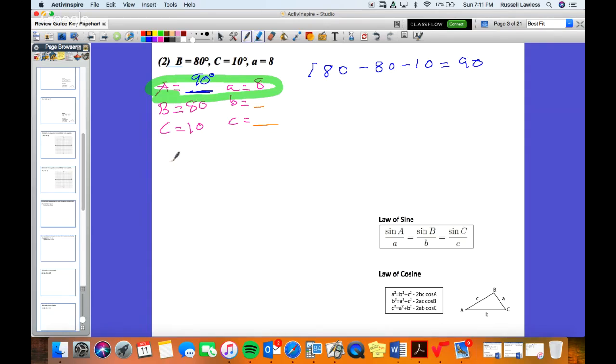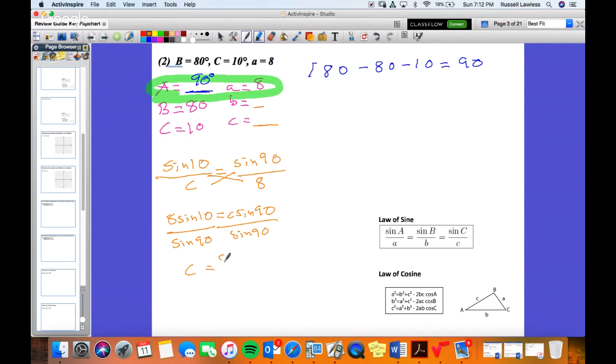And so to find side length C, we're going to do the sine of 10 degrees over C equal to the sine of 90 degrees over 8. So we're going to cross multiply here, which will give us 8 sine of 10 equal to C sine of 90. Then I'm going to divide by this sine of 90 on both sides. So then C is going to be equal to 8 sine of 10 over sine of 90.